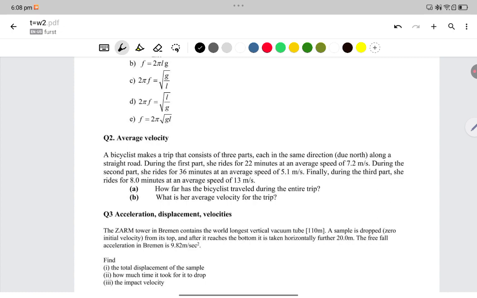The second one is, what is her average velocity for the trip? You can't simply add up the 3 velocities and divide them by 3. That wouldn't be correct, because each velocity is traveled at for a different period of time, right? This one's for 22 minutes, this one's for 36 minutes, whatever. The easy solution is speed equals distance over time. Well, what's the time? 22 minutes and 36 minutes and 8 minutes. Convert them to seconds though. And the distance is, you found it in part A. So that's your answer for that one.